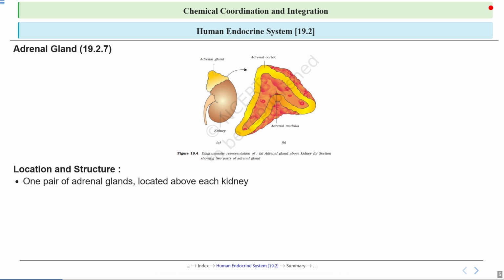Each adrenal gland has two parts: the outer cortex, which produces hormones like cortisol and aldosterone, and the inner medulla, which produces adrenaline. These hormones are essential for the body's ability to cope with stress and maintain homeostasis. These are also called suprarenal glands.